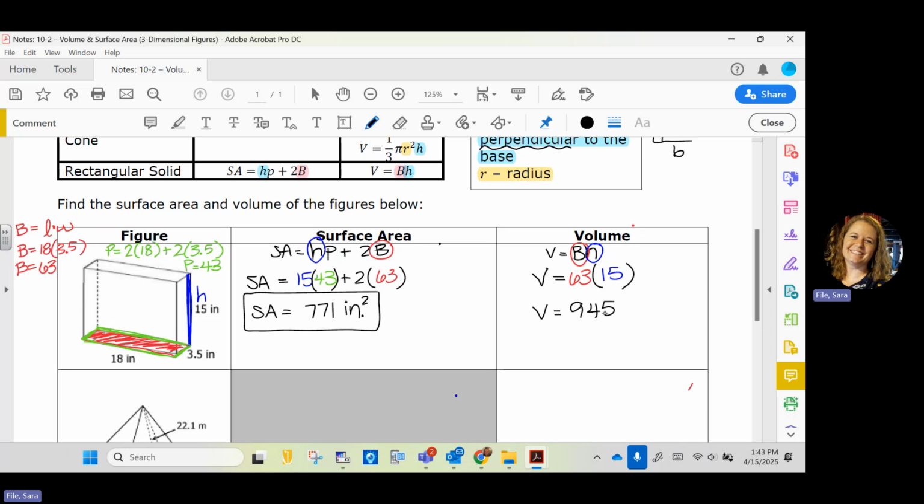Now this is the space inside the shape. This is how much it's going to take to fill it up. So your units, which are inches, cubed. So to the power of 3, because it's 3-dimensional. It's to the power of 2 when it's 2-dimensional.